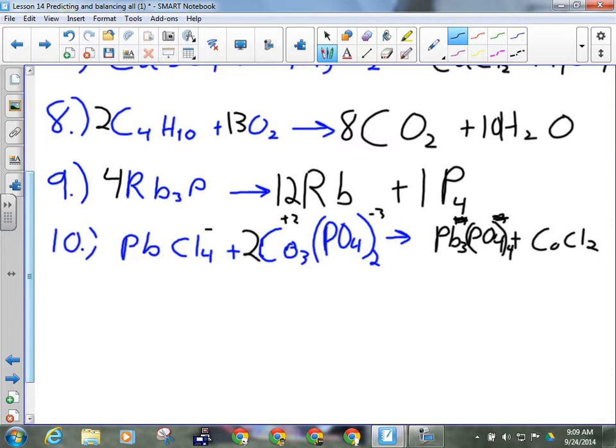All right, so here I need to put a 2. That gives me how many cobalt? 6. All right, so I go over here. I need to put a 6 there, which gives me 12 chlorine. So if I go over here and put a 3 there, that gives me 12 chlorine and balances my lead. Okay, is this making sense?